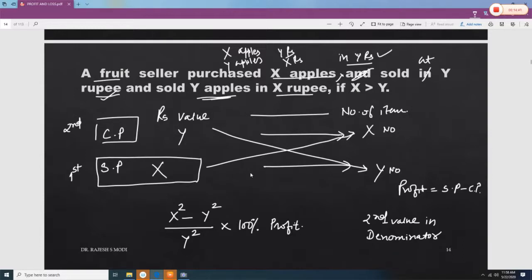Here the purchase price is Y rupees, so here you have to write Y rupees. And how many apples? X apples, X number of apples. And then sold Y apples, so Y number of apples at X rupees, so here you have to write X. Now what we have to do: x into x, that is x square, and y into y is y square, divided by this second value, that is y square, multiplied by 100 for the percentage profit. So this is the answer.